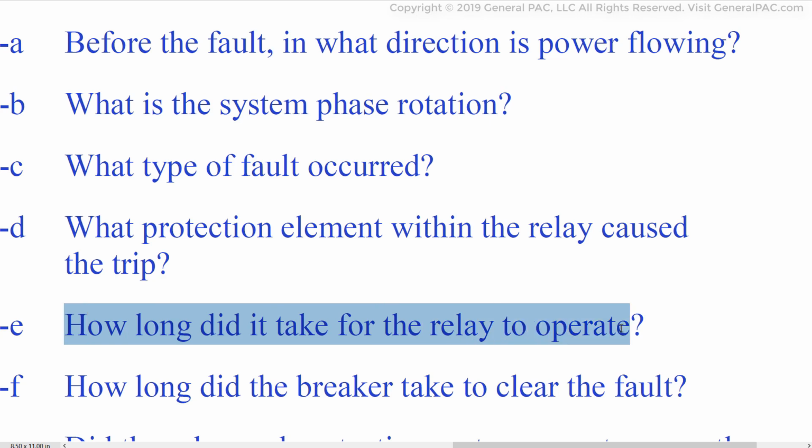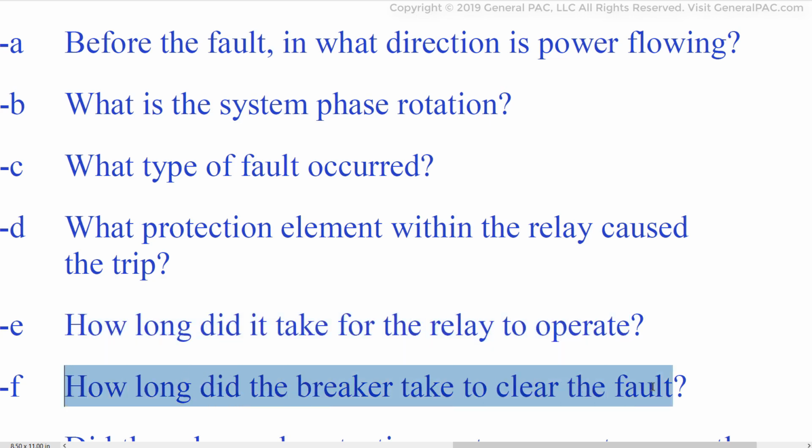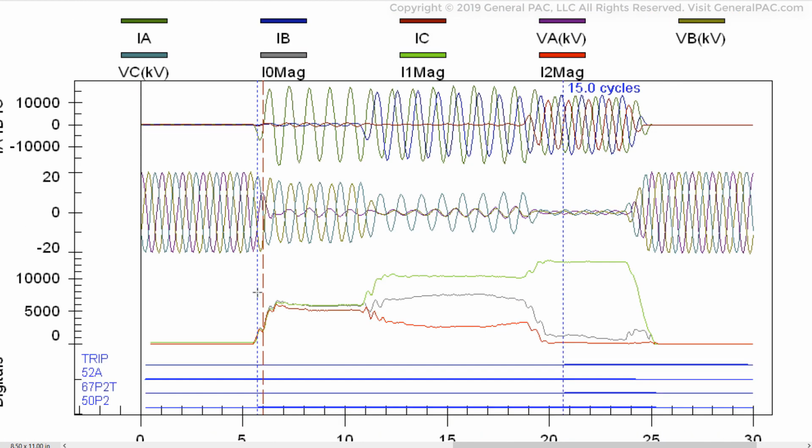And then how long did it take for the relays to operate, and how long did the breaker take to clear the fault? The blue line indicates that the fault is triggered, right? The fault triggers, and we know the 50P2 element is picked up, right? And so when the relay actually sensed that it was a fault, it was at this particular point right here, and that's the element that tripped it. So from here to here is actually 15 cycles. So it took 15 cycles for the relay to detect and operate one of its protection elements and tell the breaker to actually open up.